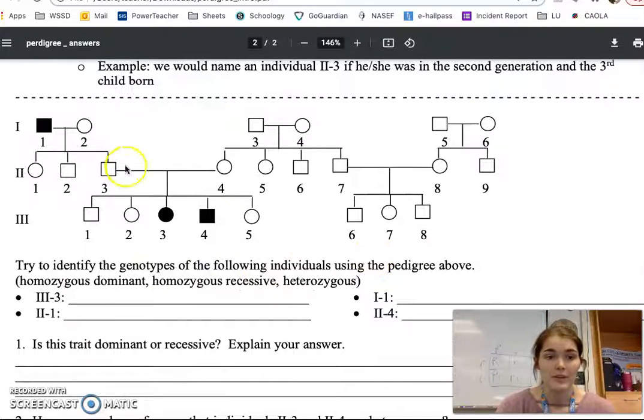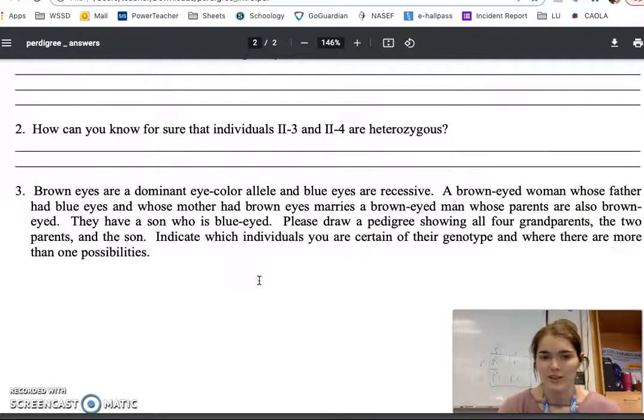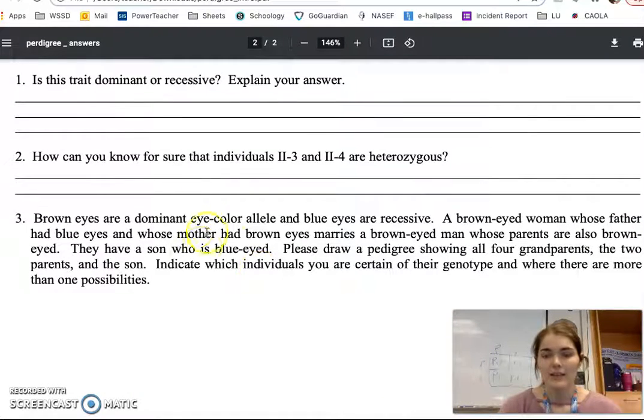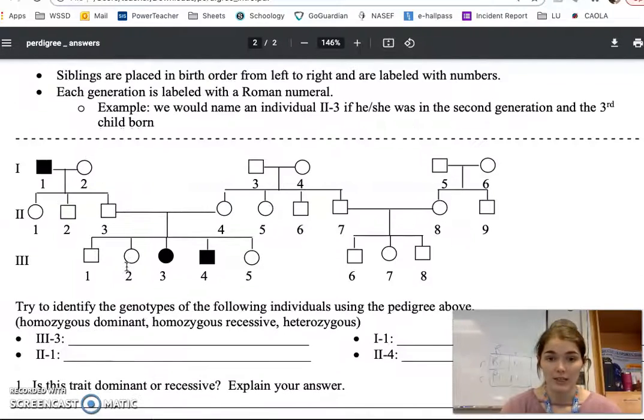Following the pedigree above. So you have person 1 has it, and then generation 3, person 3 and 4 have it. Genotypes are the letters. So are they 2 capitals, capital, lowercase? Give it your best go. And you want to try to look at this. The last thing you're going to try to do is sketch out your own pedigree.